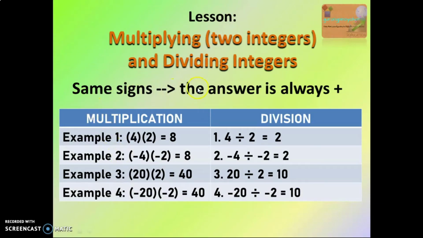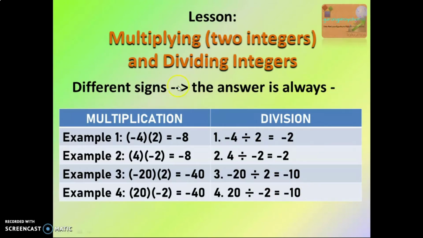Again, the same signs, the answer is always positive. So, let's have our examples here. You can see here na parehas silang positive, parehas na negative, same positive, same negative. So, you can see that all the answers are positive. Same is true for division. So, they have the same sign, both positive, both negative. So, parehas yung mga signs nila for division. So, the answer is also positive. Okay, don't forget that. Same signs, the answer is always positive.